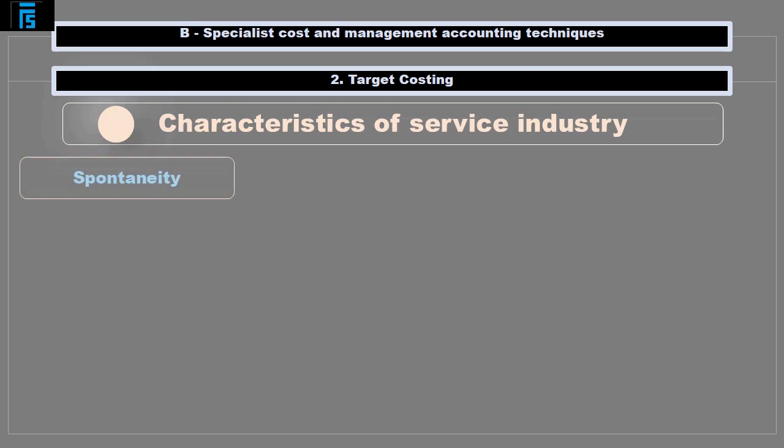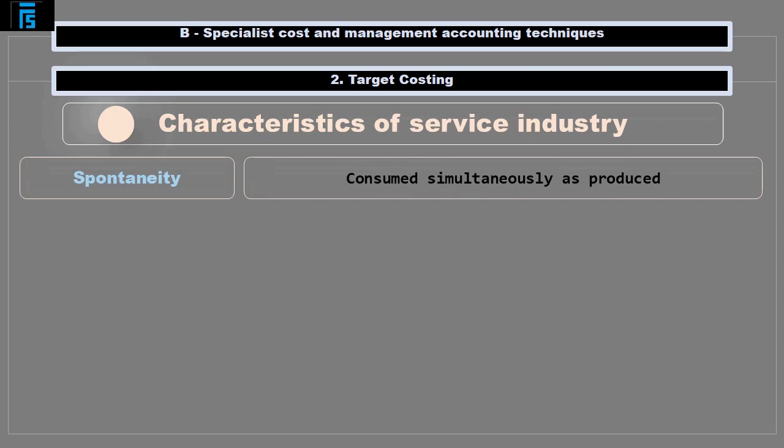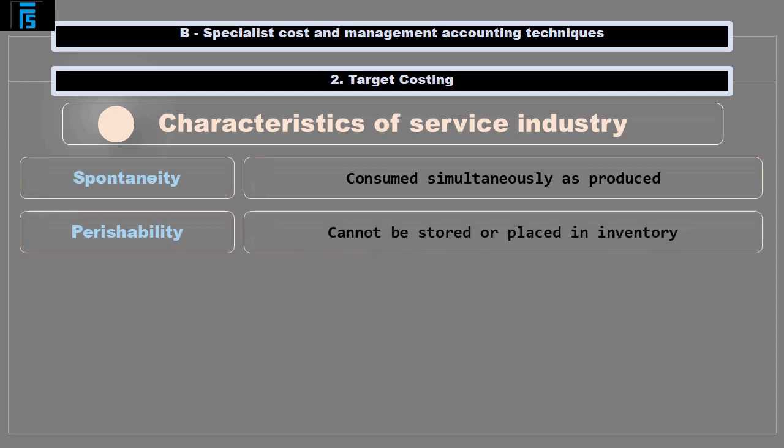Spontaneity. Unlike manufactured goods, a service is consumed at the exact same time that it is produced or made available. Or in other words, the service does not exist until the point where it is experienced by the customer. Perishability. Because the service is consumed immediately, it is perishable. Hence, unlike a manufactured good, a service cannot be stored or placed in inventory.